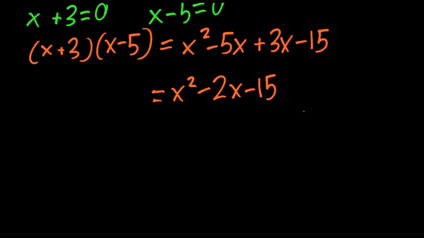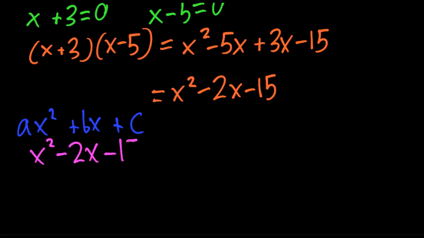Okay, but they were asking us to get a, b, and c. And recall that the format of any quadratic equation is always ax squared plus bx plus c. So now we can compare that with our quadratic and see how ours lines up. So our quadratic is x squared minus 2x minus 15. And now we can easily spot what a is, what b is, and what c is.